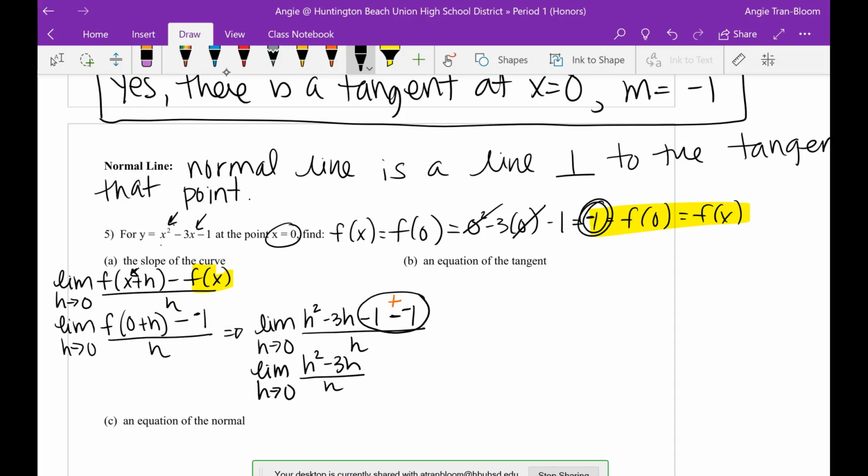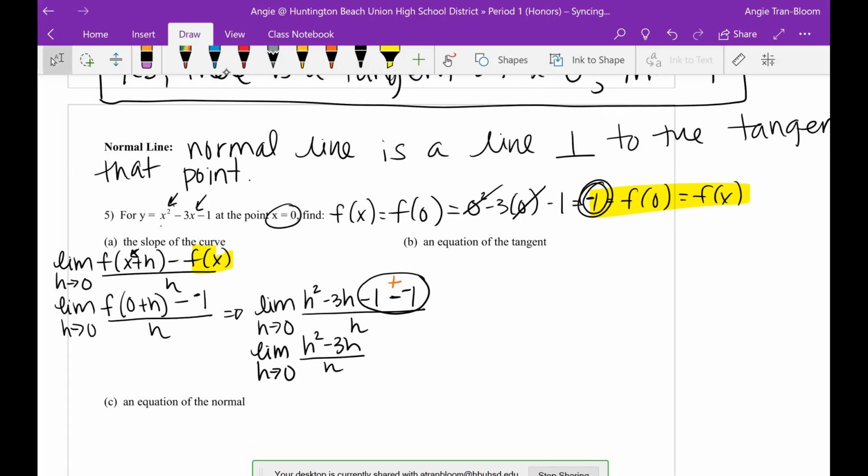And as you can see, you can factor it out and then cancel. I'm just going to factor it in case some of you can't see it. I'm going to factor out that h. It's now h minus 3 all over h, so this is going to cancel. Now by substitution, this is going to turn out to be negative 3. So guys, your slope of the tangent is negative 3.